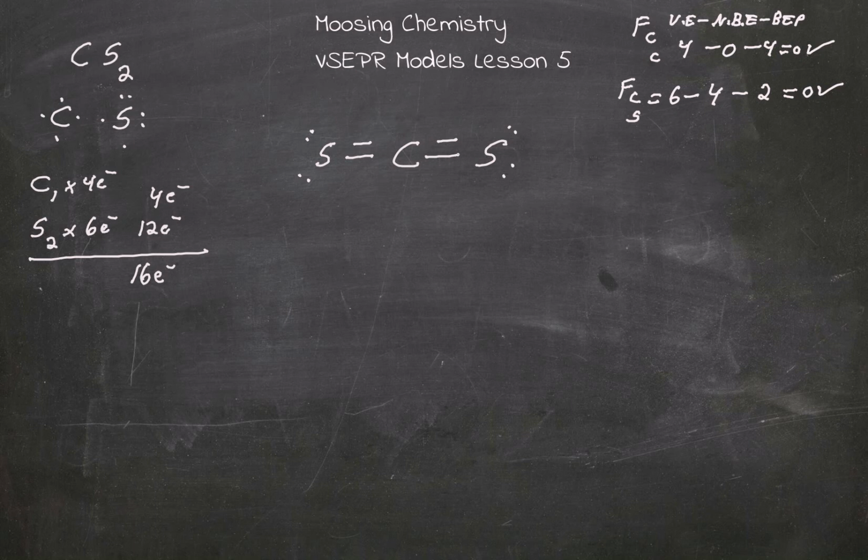Now let's look at the VSEPR model. So the core is A, this is X, this is X. We don't have any unshared pair in the core, so it's all done. So we call this AX2, which is a linear structure, and it has bond angles of 180 degrees.